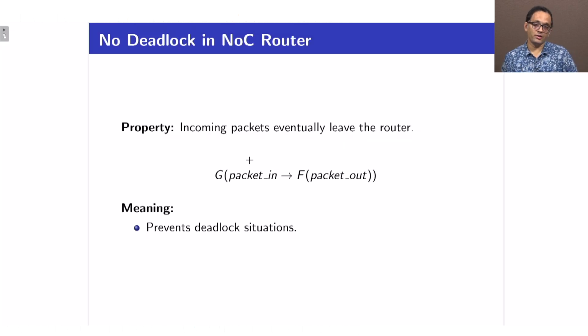No deadlock in NOC router. I am saying that if some packet comes into the arbiter, it should eventually go out. Otherwise, it's a deadlock, right? It is not moving. So that means that if some packet is in an arbiter in a router, the packet out must be true in future. So globally, this must hold to make sure that there is no deadlock in your NOC router, and this is true for every arbiter or every packet possibility in a router.